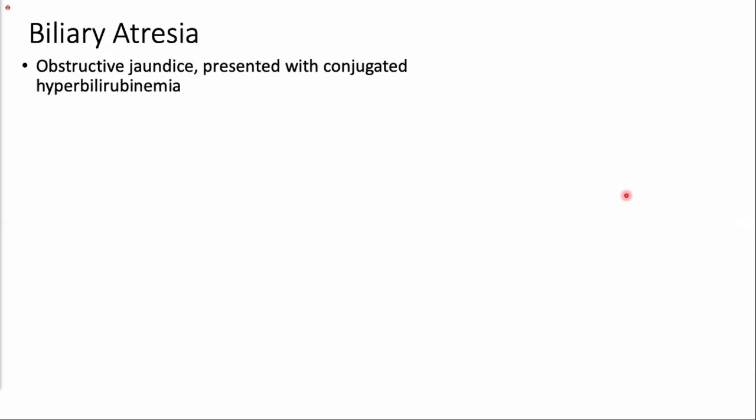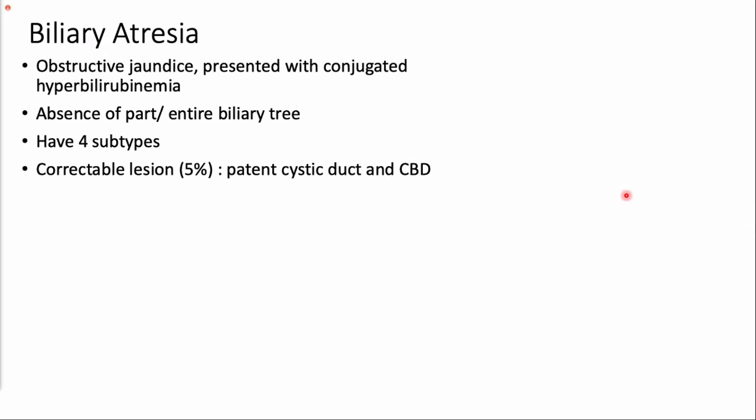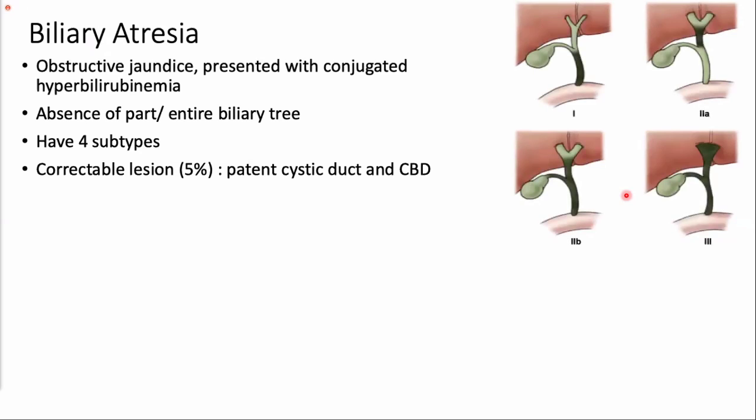Okay. Now I'm going to talk about some of the causes of obstructive jaundice. So we have biliary atresia, taken from Ashraf's textbook. It is obstructive jaundice presenting with conjugated hyperbilirubinemia. It is described as the absence of the entirety or part of the biliary tree. We have 4 subtypes. 5% are correctable lesions where we have a patent cystic duct and CBD. I will show the picture later on. And then the other 90% will be non-correctable.